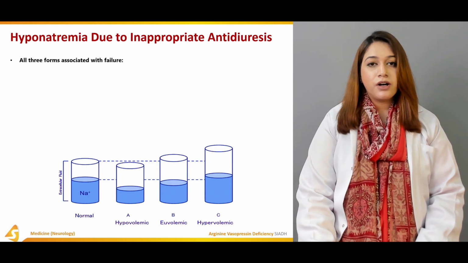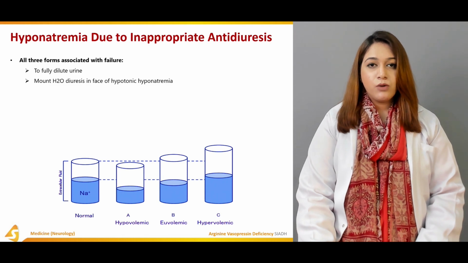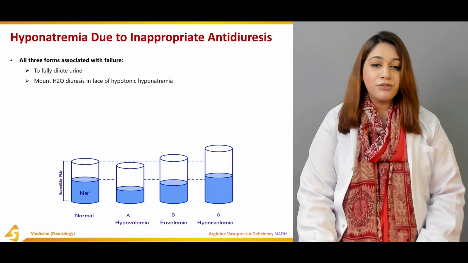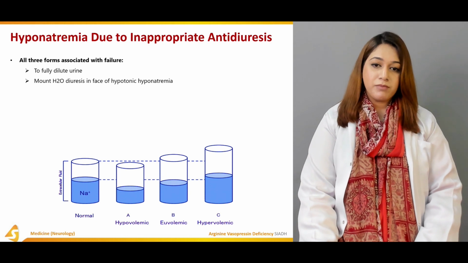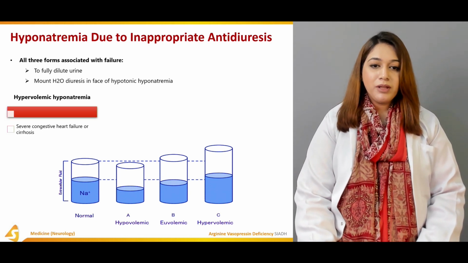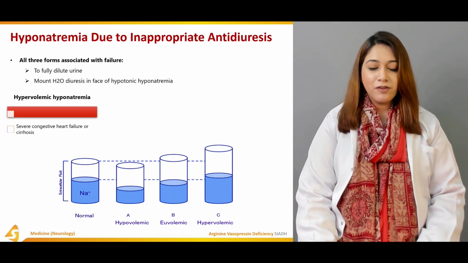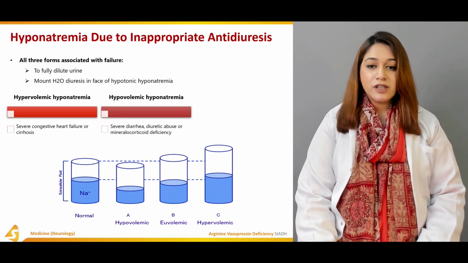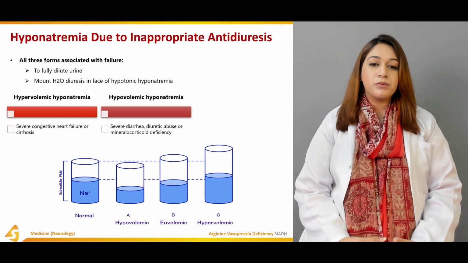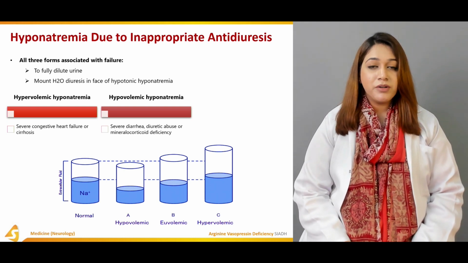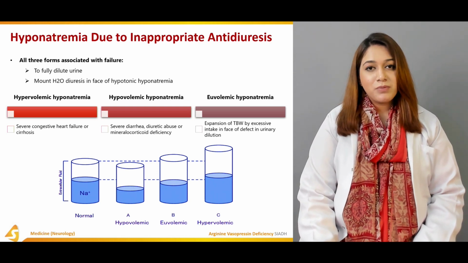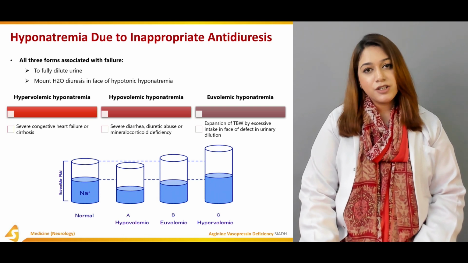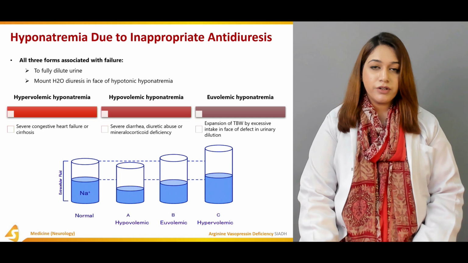So all the three forms are associated with failure. What happens is they are unable to fully dilute the urine, and they mount a water diuresis in the face of hypotonic hyponatremia. In hypervolemic hyponatremia, the causes are severe congestive heart failure or cirrhosis. In case of hypovolemic hyponatremia, it can be caused by severe diarrhea, diuretic abuse, or mineralocorticoid deficiency. Whereas in case of euvolemic hyponatremia, it can be caused by expansion of total body water by excessive intake in the face of defect in urinary dilution.